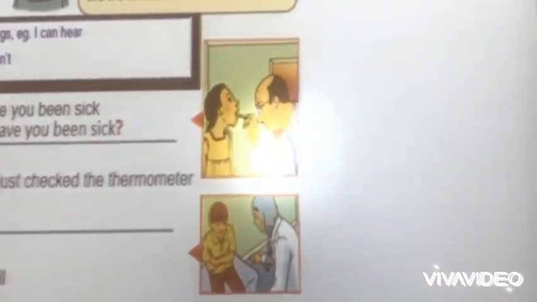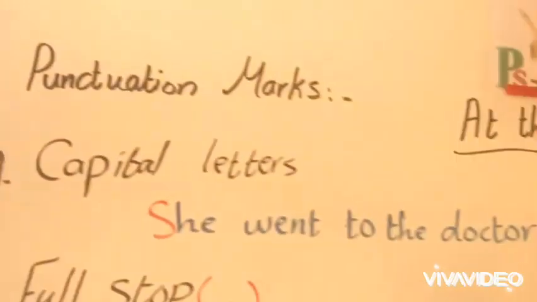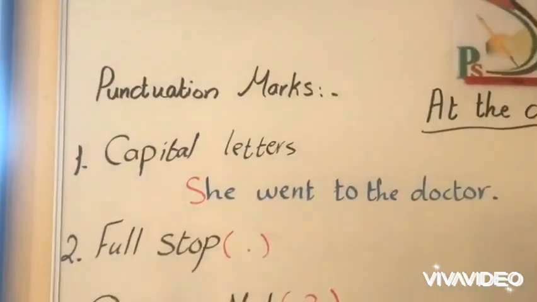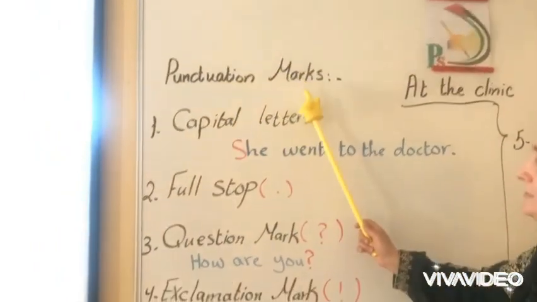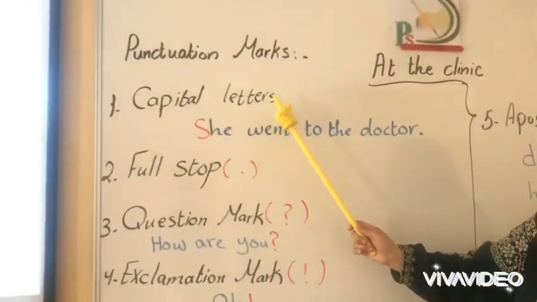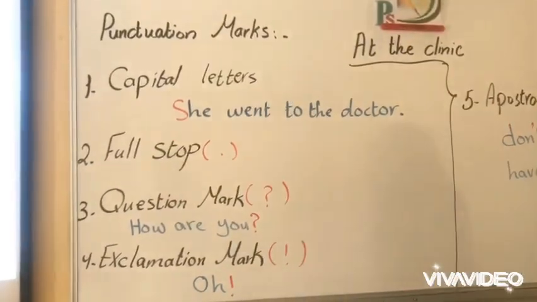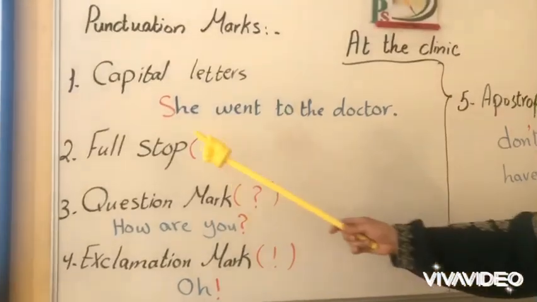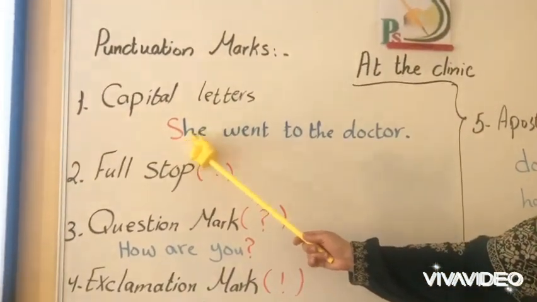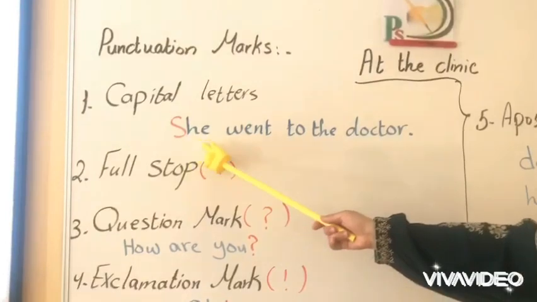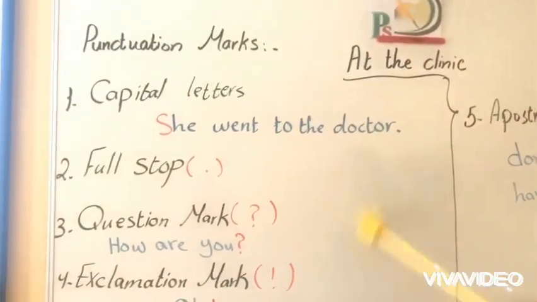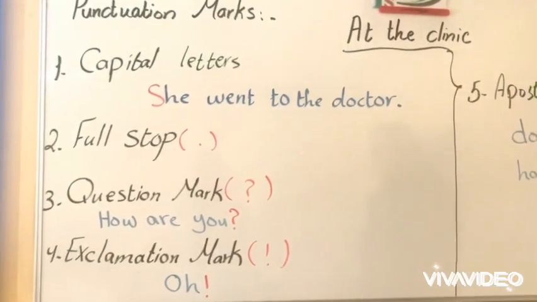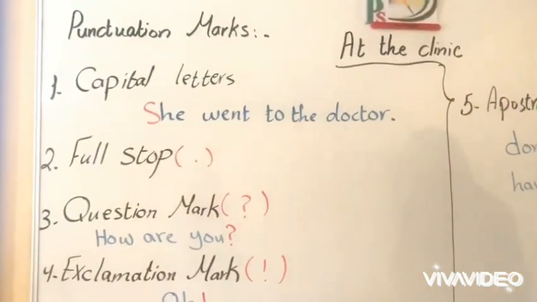Now, look here everyone. Here we have another thing. Let's first revise the use of punctuation marks. We have capital letters. Where do we use capital letters? At the start of a sentence and a question. Look here, when I start with a sentence, what did I use? Capital S, because it's the start. She went to the doctor. Number 2, full stop. Do you remember where we can use a full stop? Correct, at the end of a sentence.